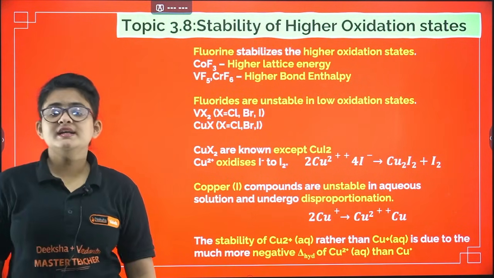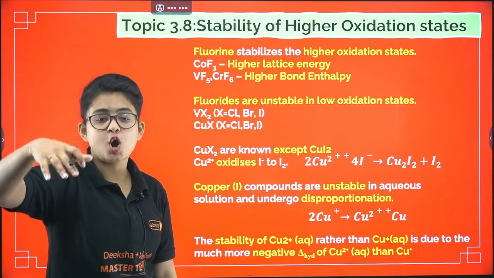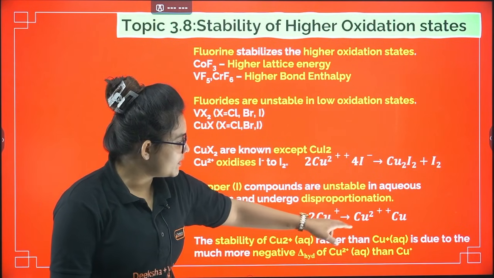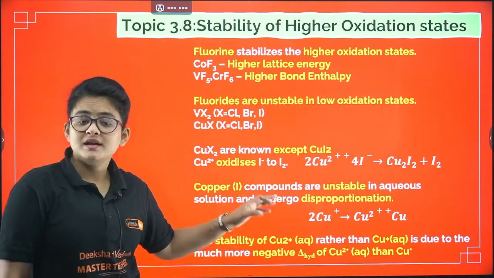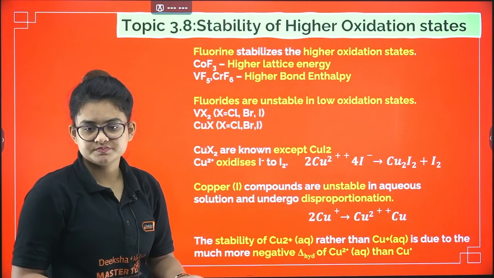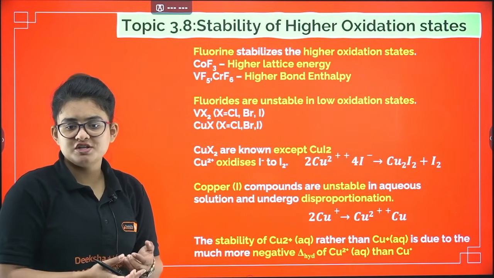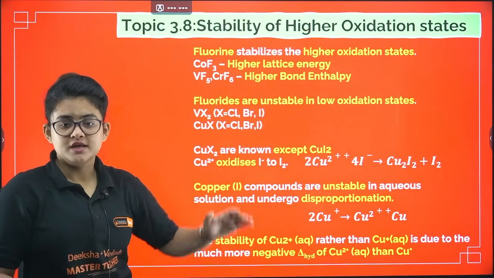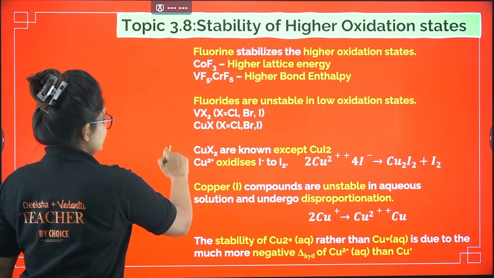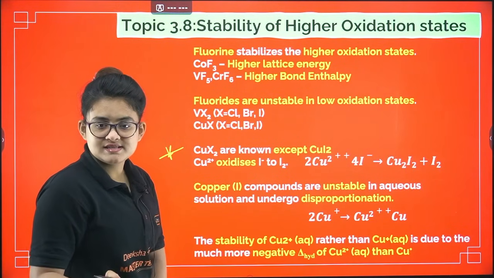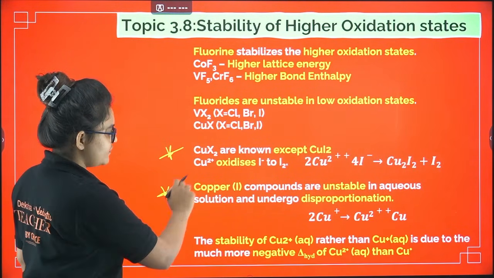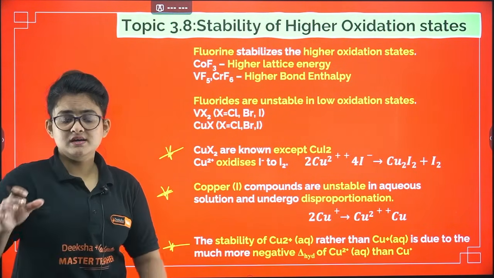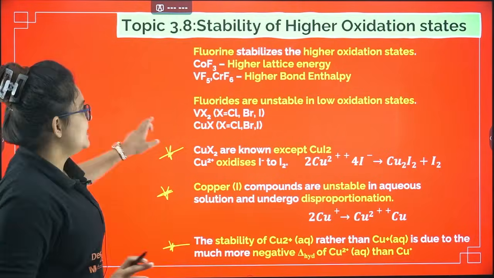Copper 1 compounds are unstable in aqueous solution and undergo disproportionation reaction. So copper +1 disproportionates to give you copper 2+ and copper in 0 oxidation state. The stability of copper 2+ rather than copper + is due to the much more negative enthalpy of hydration. The negative enthalpy of hydration makes the copper 2+ ion more stable in aqueous solution. So a few questions here. First, why does CuI2 not exist? Next, the disproportionation of copper 1. Next, why is copper 2+ stable in aqueous solution? I guess it's clear. Let's proceed further.